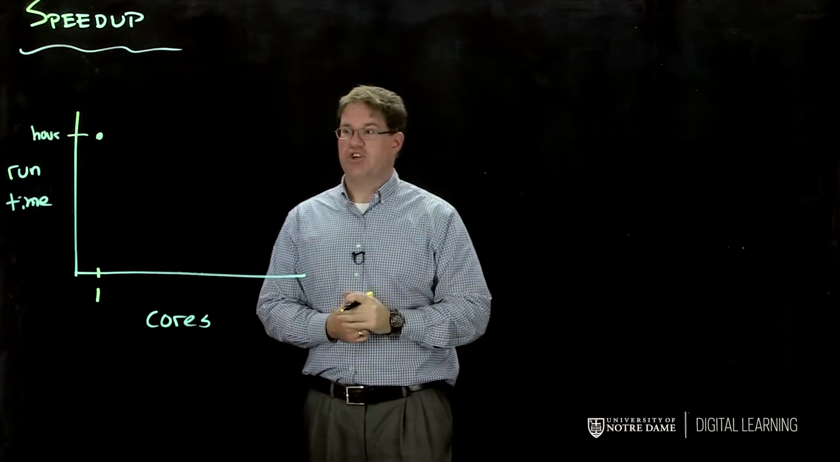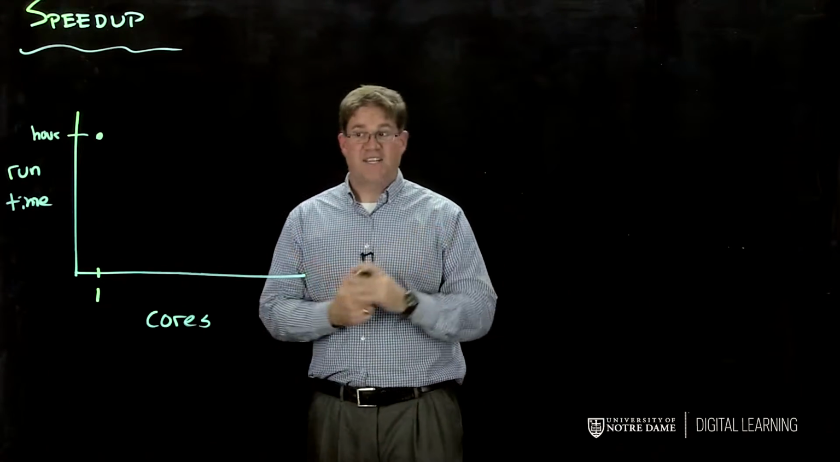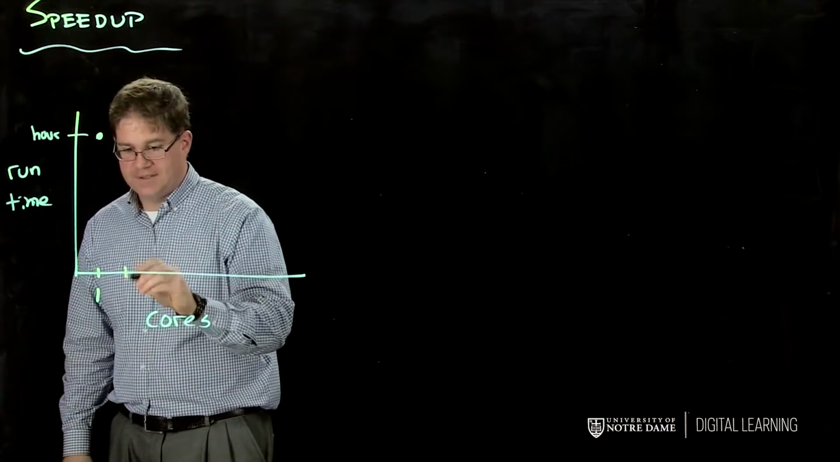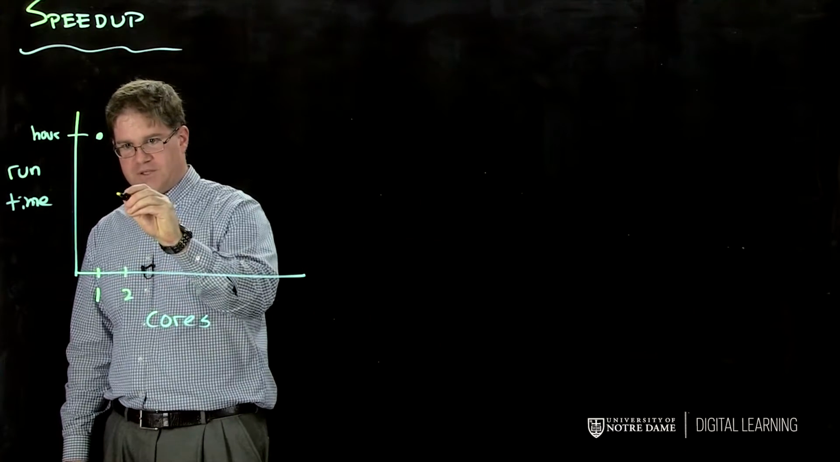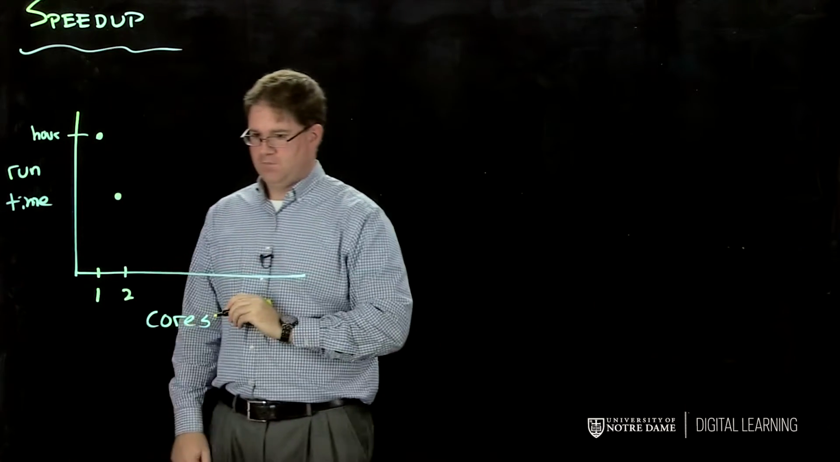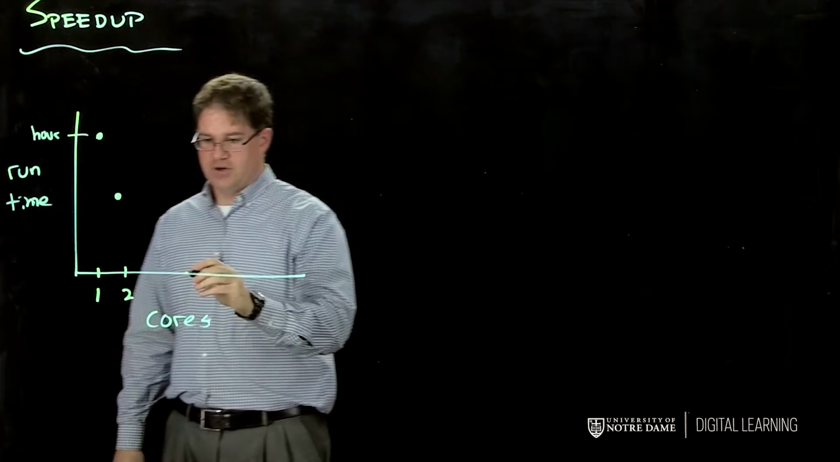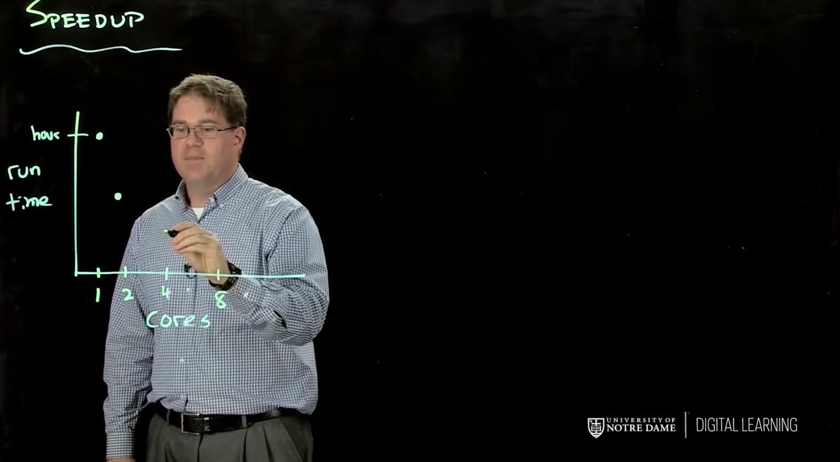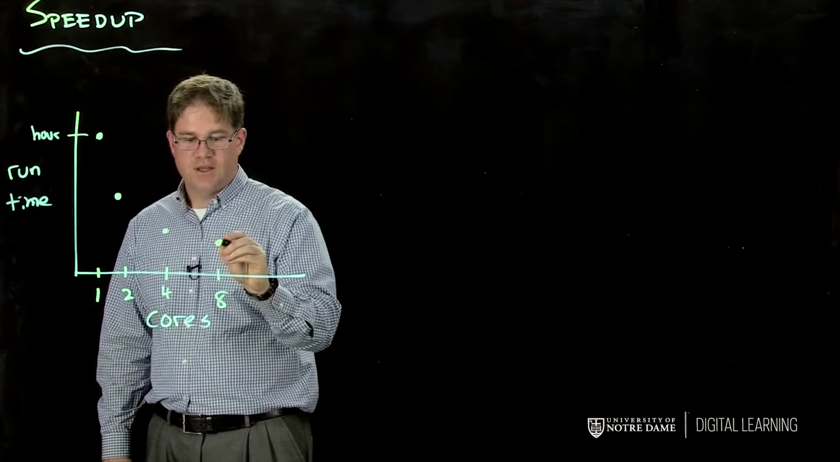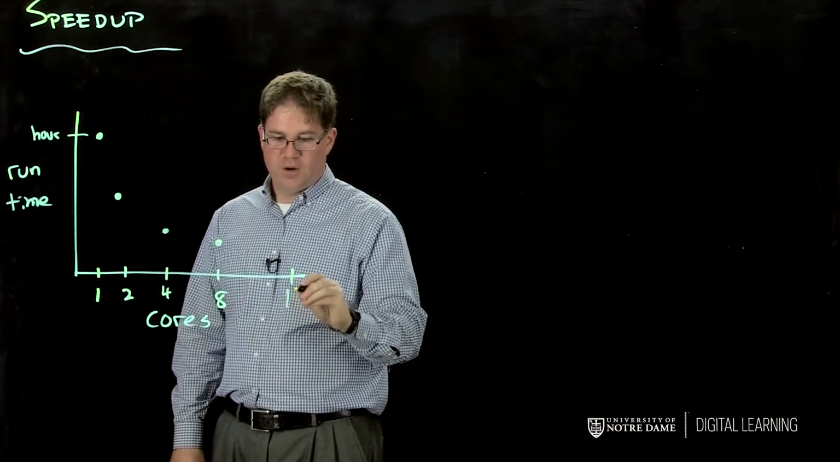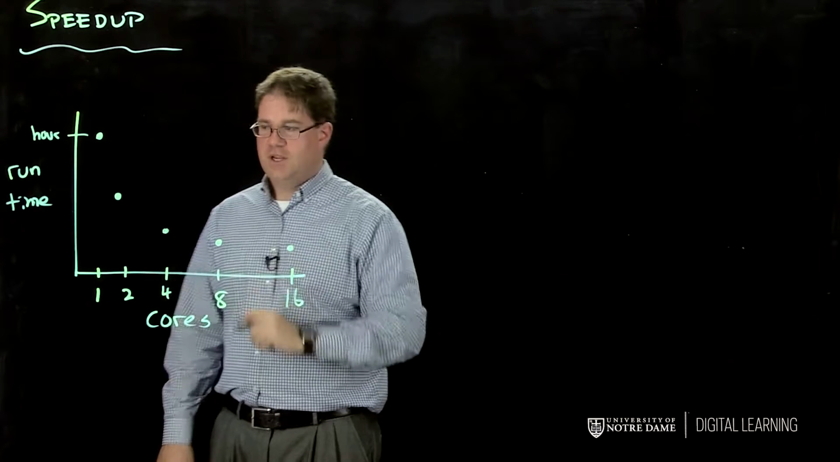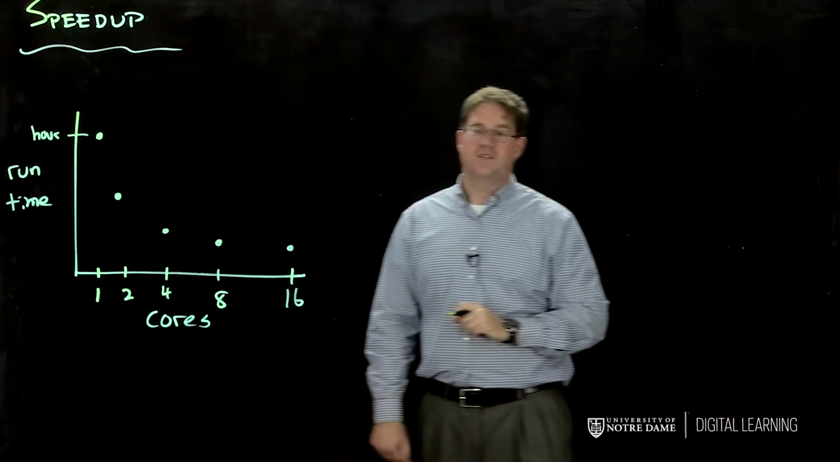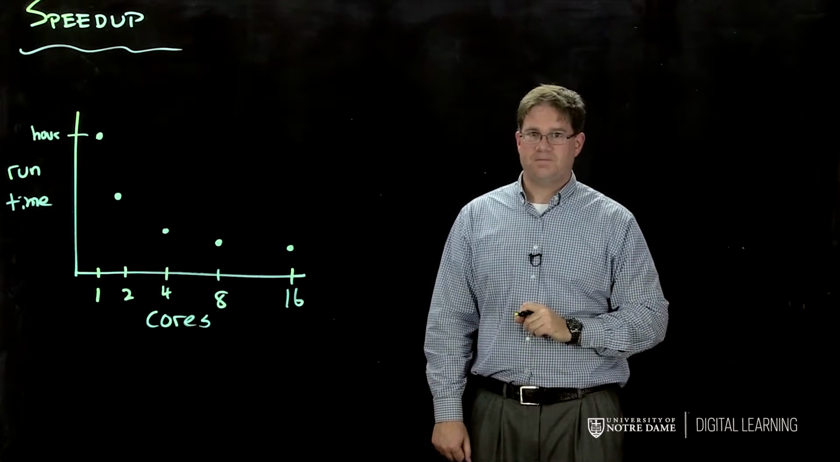Now let's take that application and run it on 2 cores. Ideally, it should run about twice as fast. So maybe our performance is about here. And we can go out to larger and larger numbers, so we'll go out to 4 cores and then 8 cores, and then maybe our performance looks like this and like this. As we get bigger and bigger, what typically happens is that the improvement in performance gets less and less.